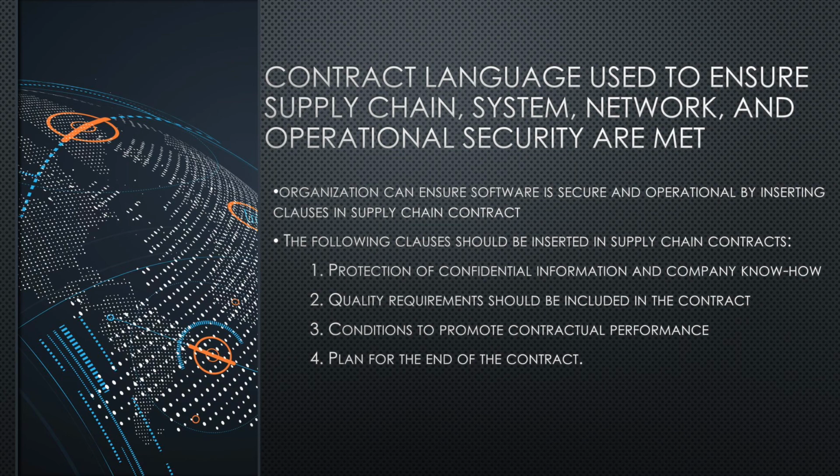Contract language used to ensure supply chain, system, network, and operational security. Organizations can ensure software is secured and operational by incentive clauses in supply chain contracts. The following clauses should be inserted in the supply chain contract. Protection of confidential information and company know-how. Quality requirements should be included in the contract. Conditions to promote contractual performance and plan for the end of the contract.